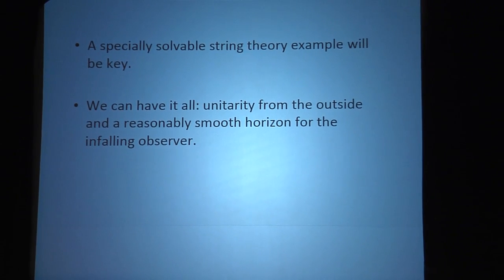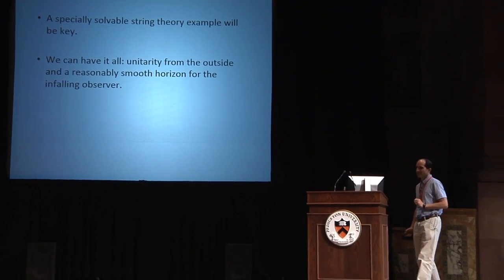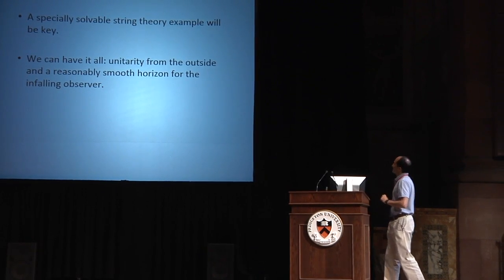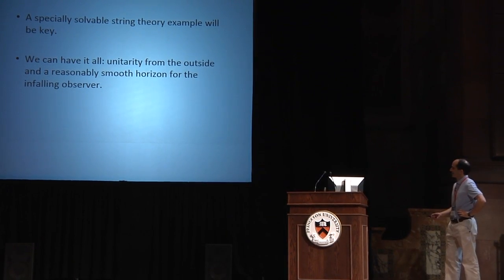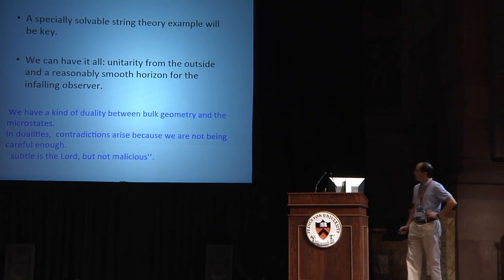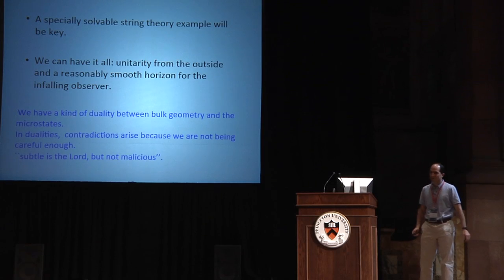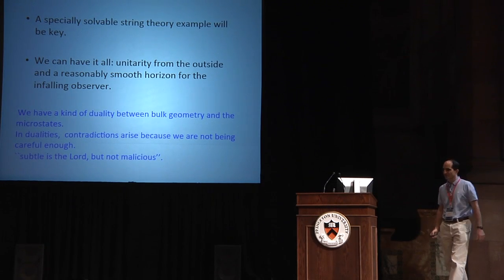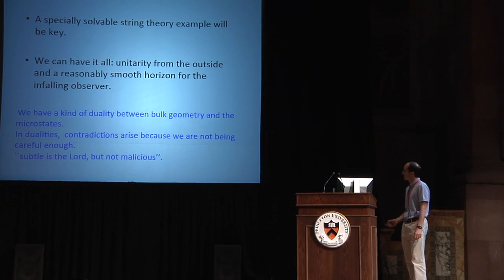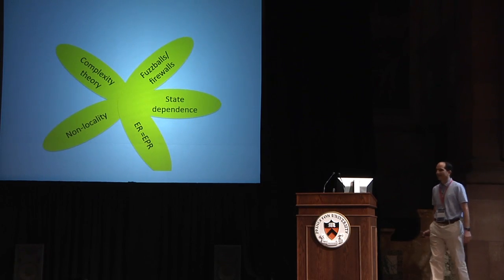But also, I think that a specially solvable example in string theory will probably be a key, which uses many of the details of string theory, perhaps. So this is an area where probably some rigor will be good. And we'll probably be able to have it all, unitarity from the outside and a reasonably smooth interior. And seeing how to achieve that will be very, very good. Now, here we have a duality between the bulk geometry and the microstates. And in dualities, whenever we found a contradiction, it was because we were not being careful enough. So this, as Einstein told us, subtle is the Lord, but not malicious. So probably the combination of all the recent ideas will be important for understanding how to solve this problem.